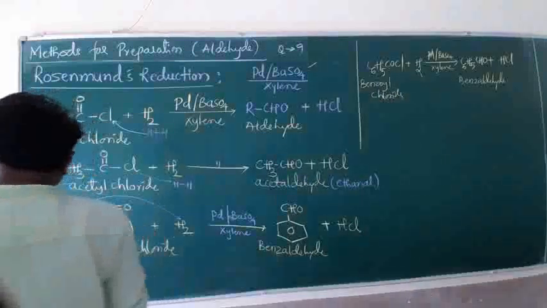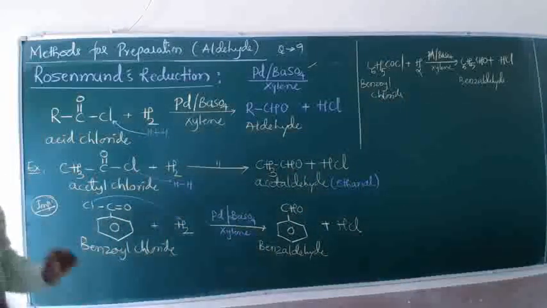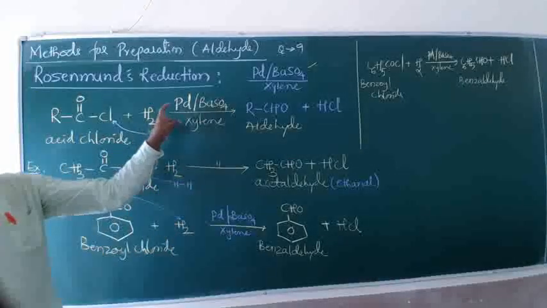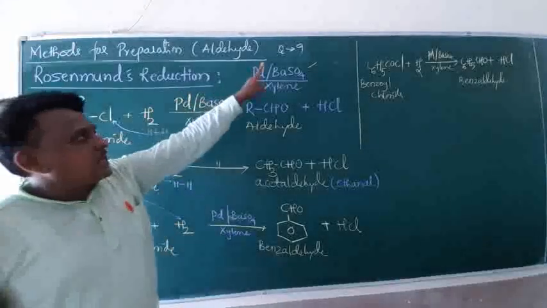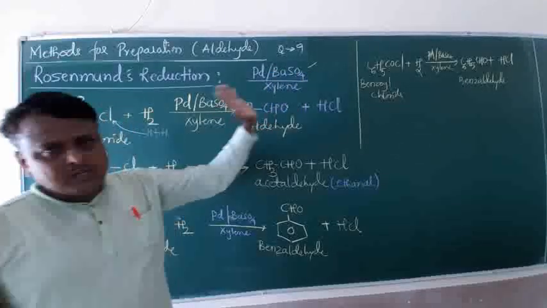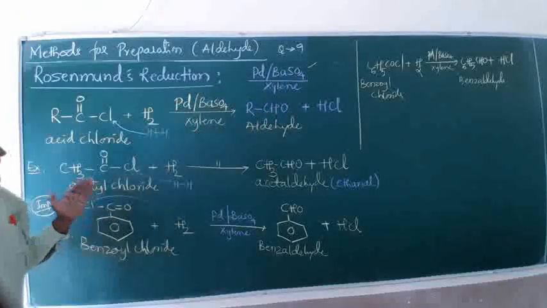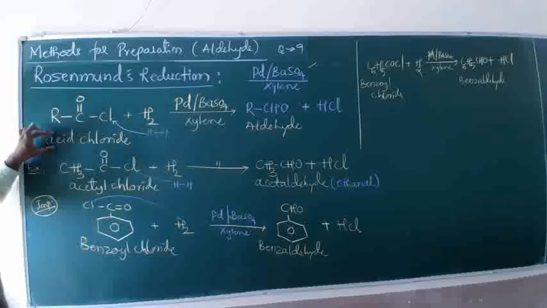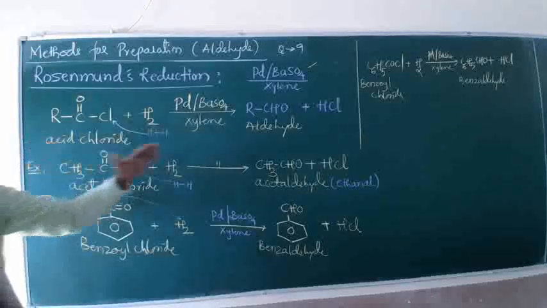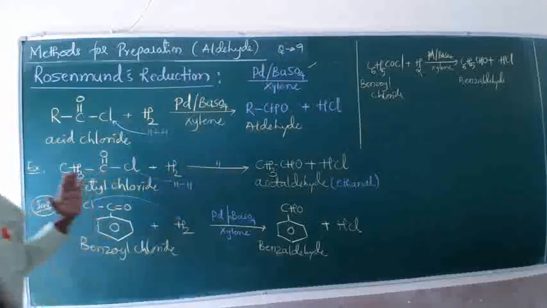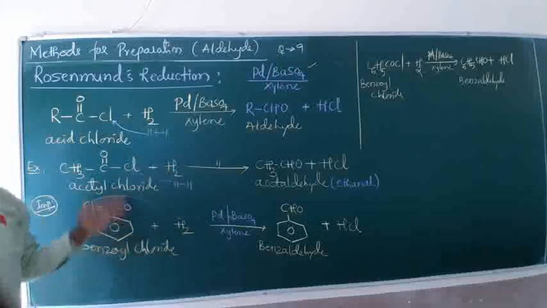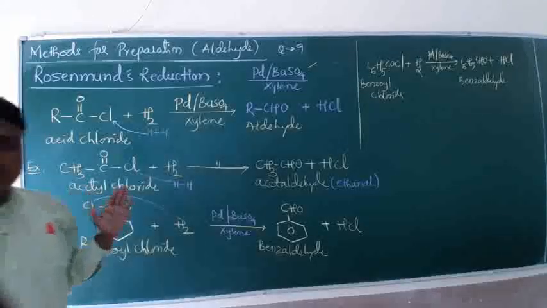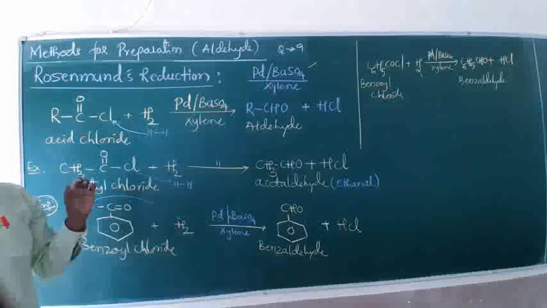I repeat once again, friends, in the preparation of different aldehydes, both aliphatic and aromatic, you can easily prepare them by using Rosenmund reagent: palladium and barium sulfate in the presence of xylene, using acid chloride. Keep in your mind, the Rosenmund reaction using acid chlorides can prepare different aldehydes as mentioned in our syllabus. Apart from this, we move on to the next video. We have a wonderful reaction, Gattermann-Koch reaction.